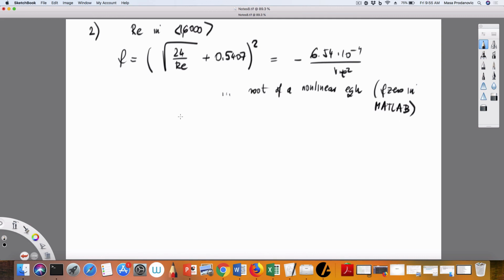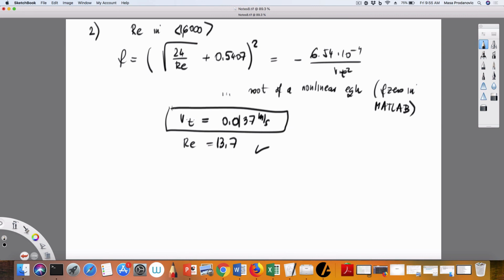And when I get that, v infinity is 0.137, not infinity, but v_t. And my Reynolds number for that is 13.7, which matches the assumption. My assumption was that Reynolds was between 1 and 6,000. And that's the solution then. Okay. So again, this is why friction factors are useful, because I don't know the flow regime. So I gotta go through cases.